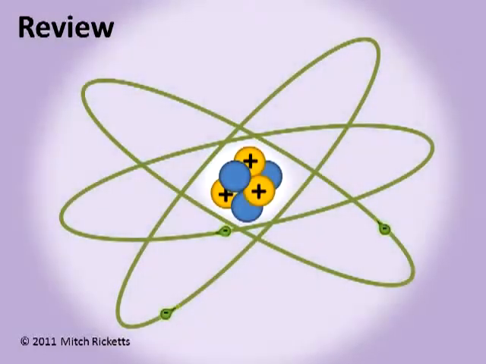Let's review what we've covered in this film. Atoms are small particles of matter. Each atom belongs to a particular element. There are over 90 naturally occurring elements, such as hydrogen, helium, lithium, carbon, fluorine, and gold. Man-made elements have also been synthesized in laboratories.